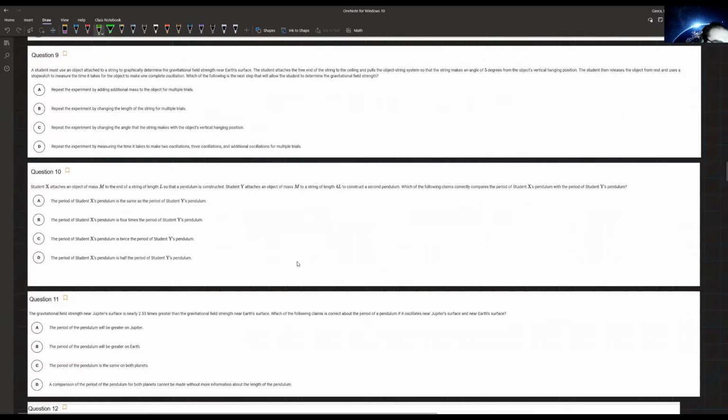Question number 9. A student must use an object attached to a string to graphically determine the gravitational field strength near Earth's surface. Okay, let me check the chat real quick.